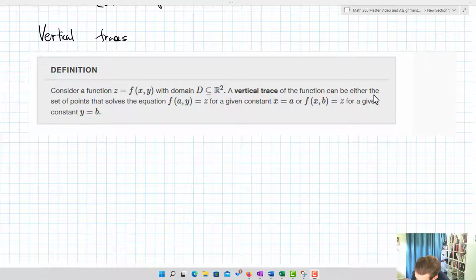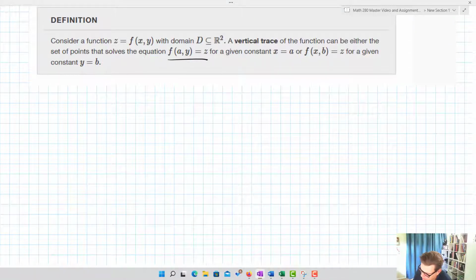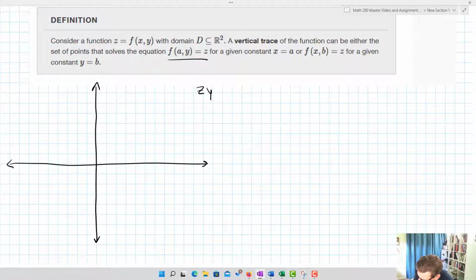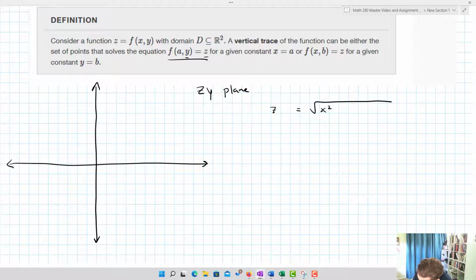So let's imagine once again, I'm going to do one of these: f of a, y equals z. That means this is going to be drawn in the zy plane. If you're thinking in 3 dimensions, we now have the zy plane instead of the xy plane. Why zy? Because z and y are the ones that are going to be changing. Remember, z is going to equal the square root of x squared plus y squared minus 4. That's our function that we've been looking at.